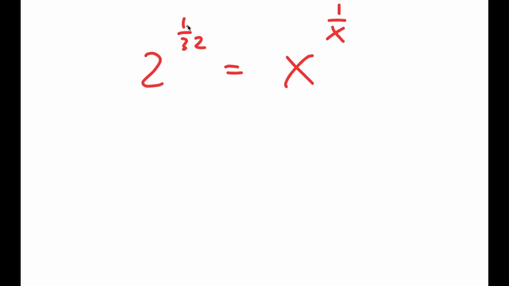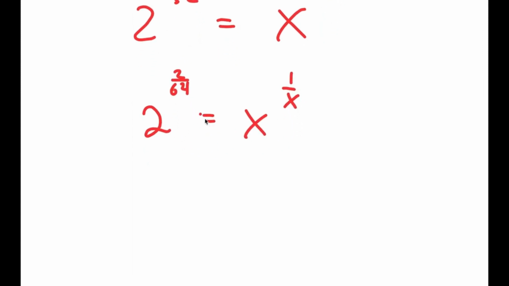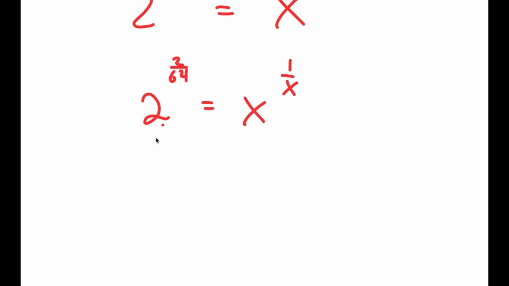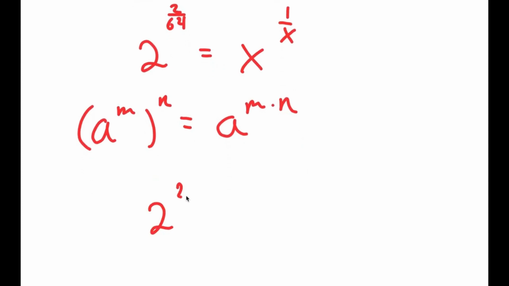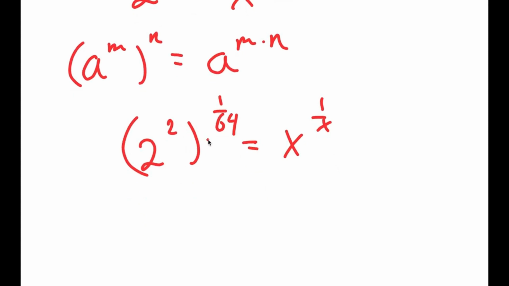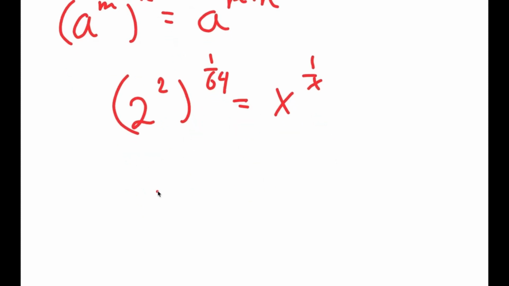Well, what we can do is rewrite 1 over 32 as 2 over 64. And now remember, if I have something in the form a to the power of n, to the power of m, this is equal to a to the power of m times n. So I can reverse this and rewrite this as 2 to the power of 2, to the power of 1 over 64. And 2 to the power of 2 is 4, so I get 4 to the power of 1 over 64 is equal to x to the power of 1 over x.